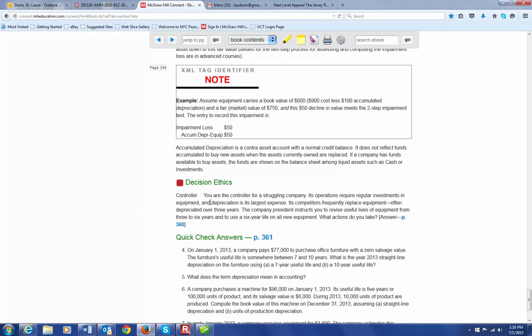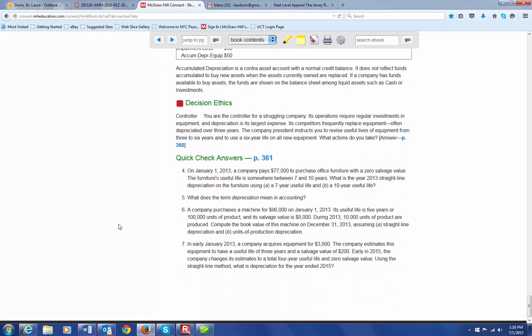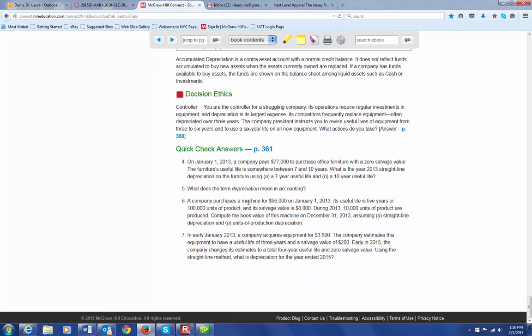Alright, this just gives you a situation that you can read, and then you can look up the answer on page 360 to see what you think. And then the same thing here. There's 4 more quick check answers or questions here that you can check for yourself and see how you've understood the material thus far.